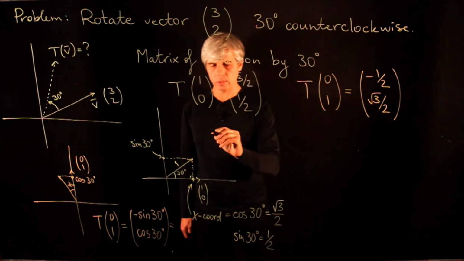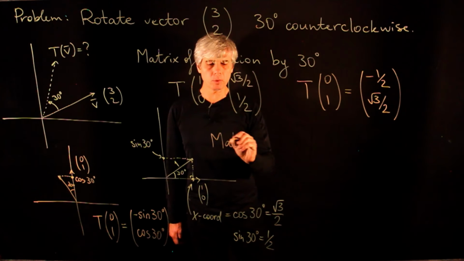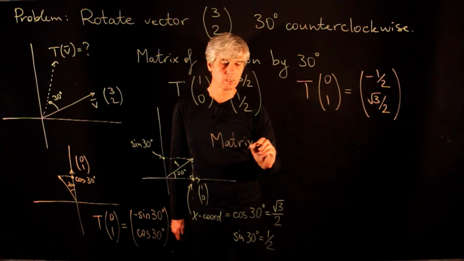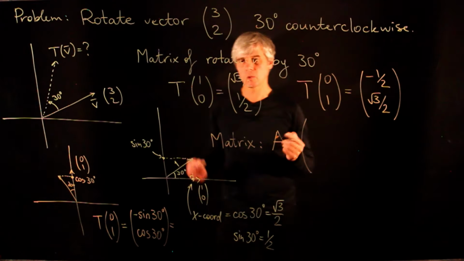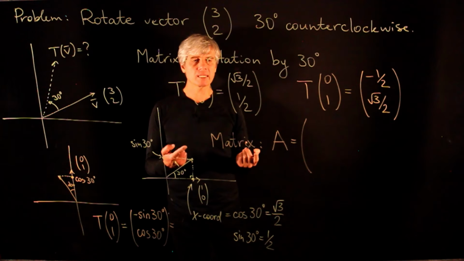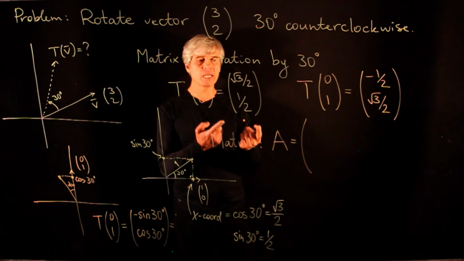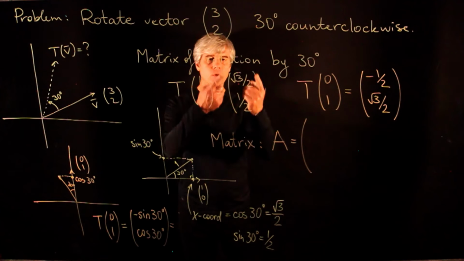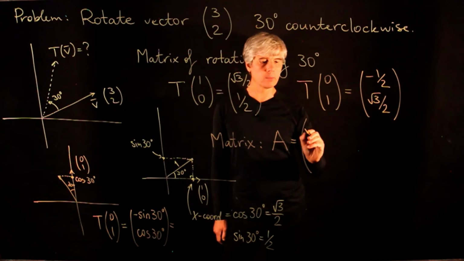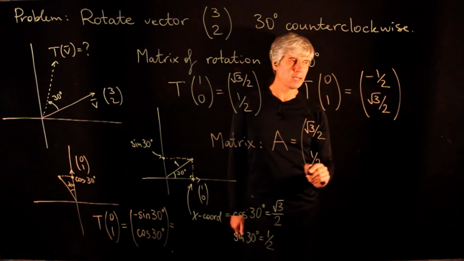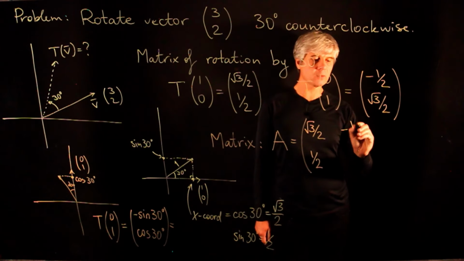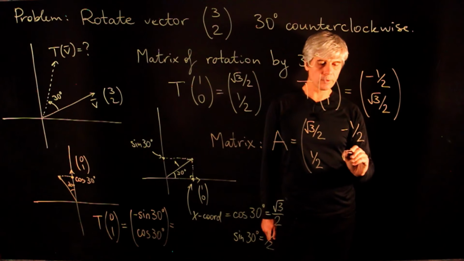And so this allows us to compute the matrix. So the matrix of this transformation is, so we use our mantra. So we place images of basis vectors as columns. So this means that this is our first column, root of 3 over 2 and 1/2. And our second column is negative 1/2 and root of 3 over 2.